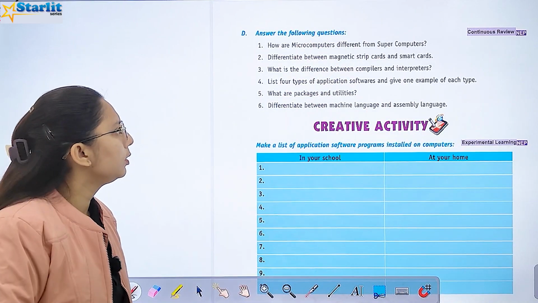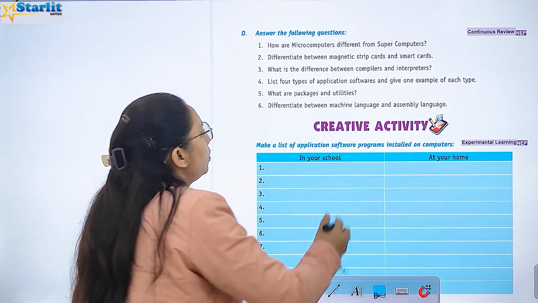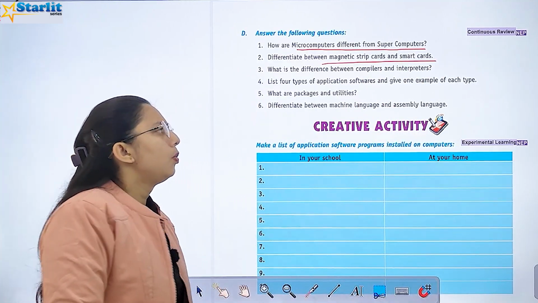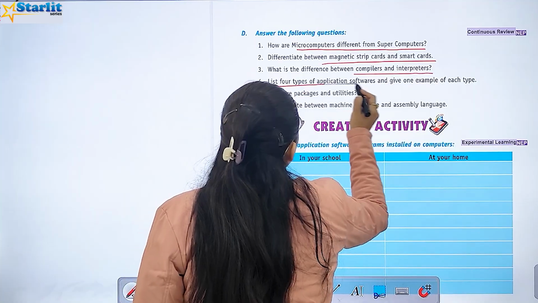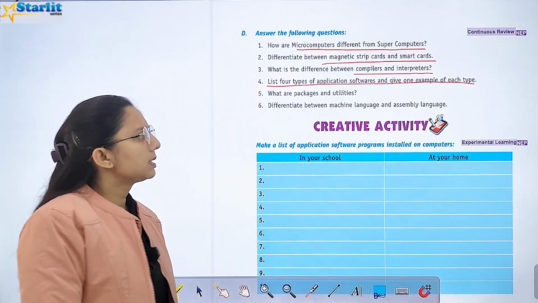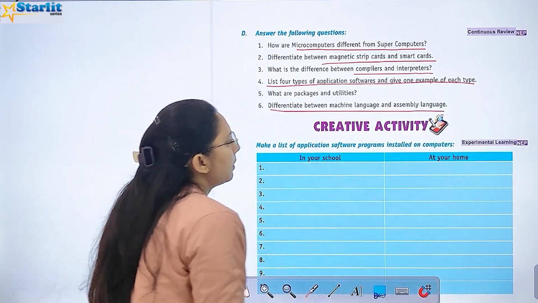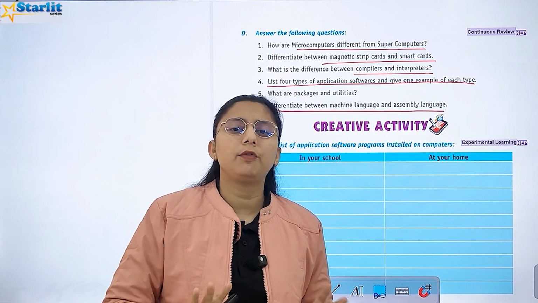Next is answer the following questions. How are microcomputers different from supercomputers? आपको difference देना है दोनों के बीच में. Differentiate between magnetic strip and smart card. What is the difference between compiler and interpreter? List 4 types of application software and give an example. What are packages and utilities? Differentiate between machine language और assembly language दोनों में एक broad difference है.